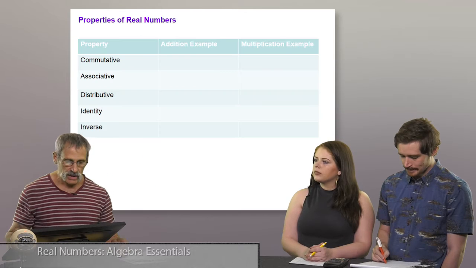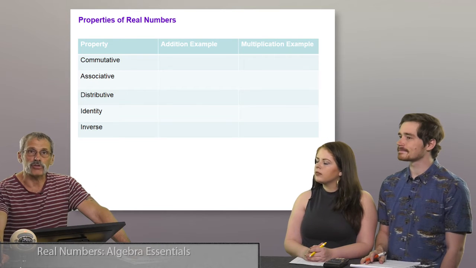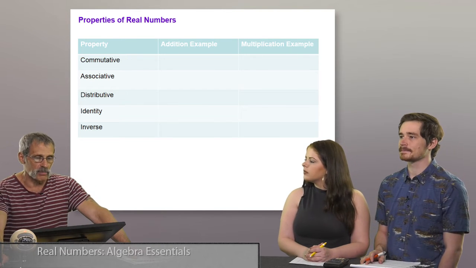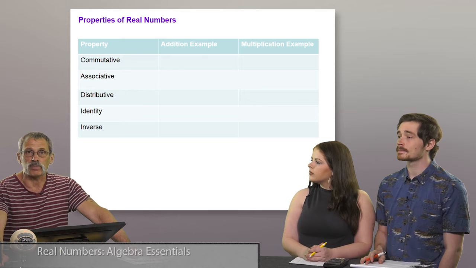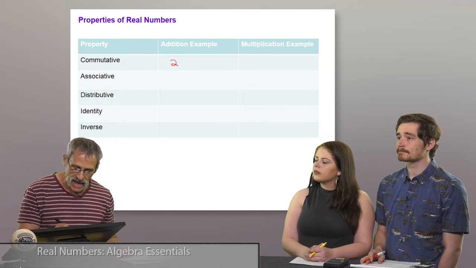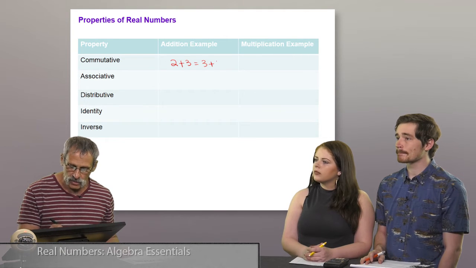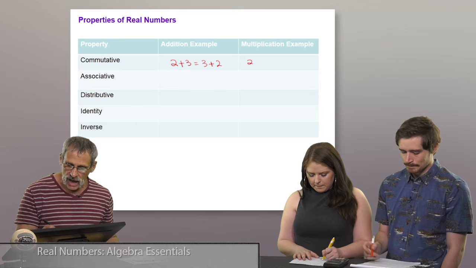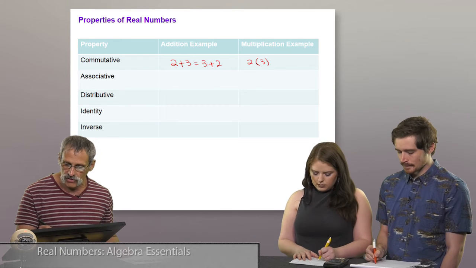Beautiful. Next thing we're going to look at is properties of real numbers. When we look at properties of real numbers, we'll do an example from both addition and multiplication. Commutativity just means you can interchange the order when you add. 2 plus 3 is going to give you the same result as 3 plus 2. And 2 times 3 is going to give you the same result as 3 times 2.